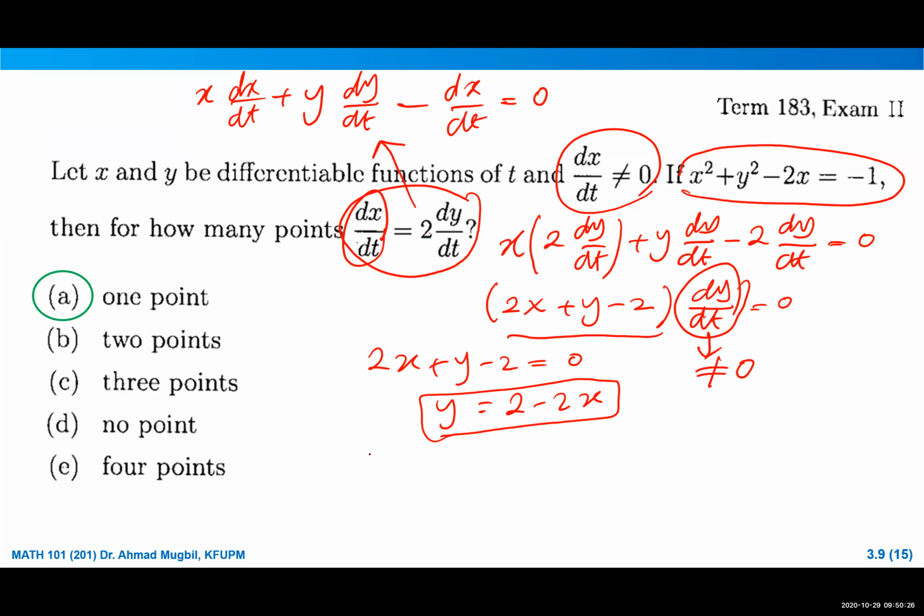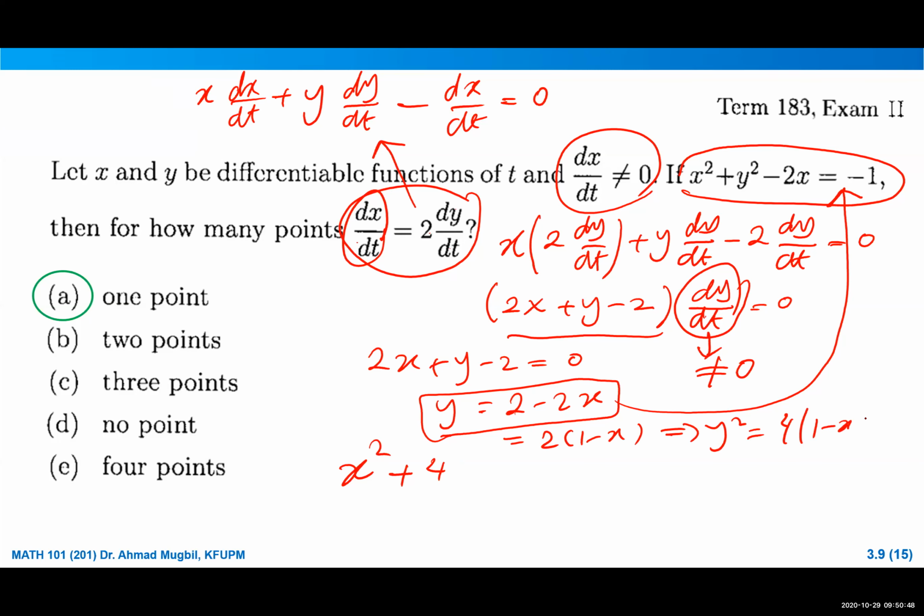Find x in the equation. Yes. Come here to the original equation and substitute y in it. If we square it, the y squared will be 4 times (1 minus x) squared, taking 2 as a common factor. Of course, the time is up, guys, if you want to leave. So it will be 4 times 1 minus 2x plus x squared, minus 2x equals negative 1.